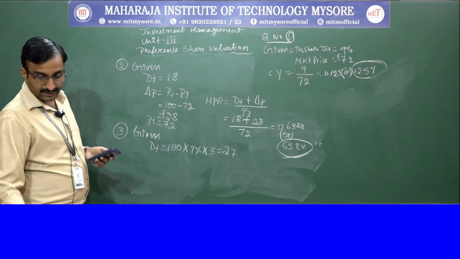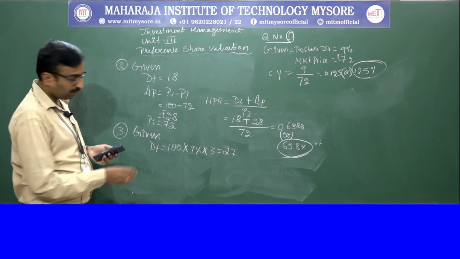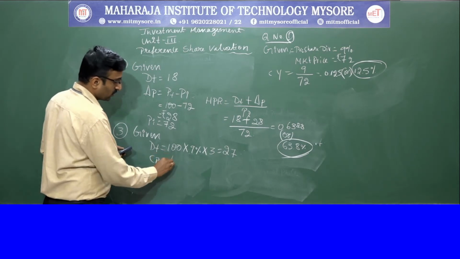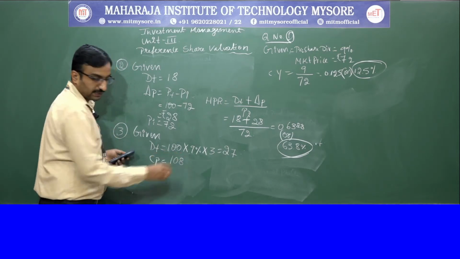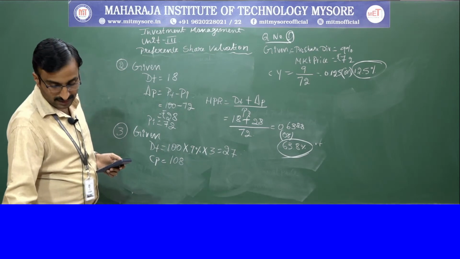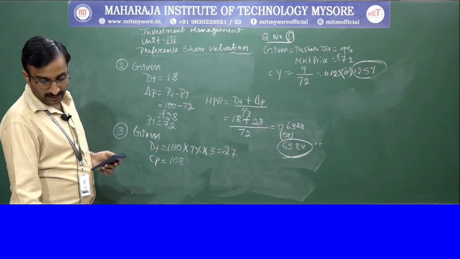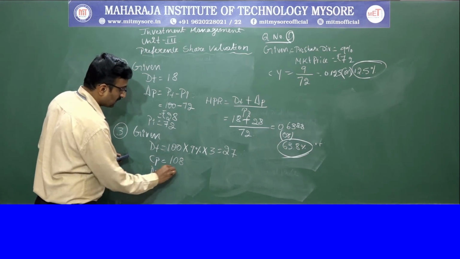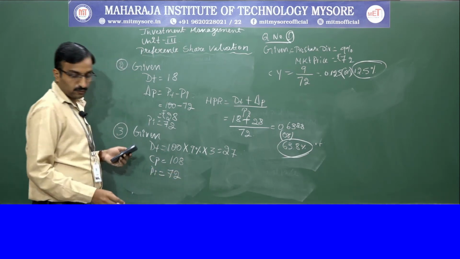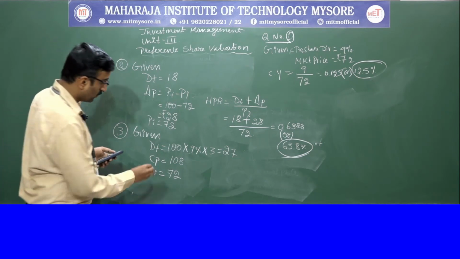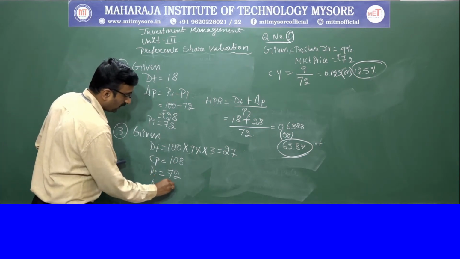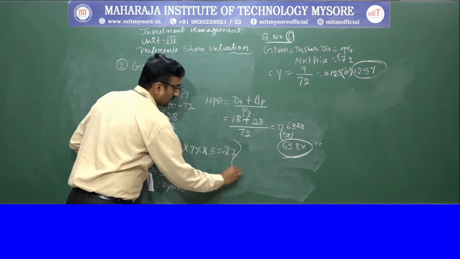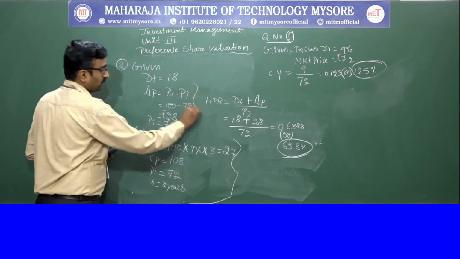Then they have also given the data pertaining to CP. The price of the preference is how much? 108. They have given it in the problem itself. At the end of 3 years it is 108. Then the PI value is 72. It sold for 72. And N is equal to 3 years. They have given these details.